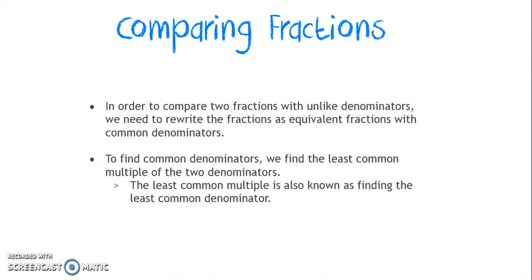So in order to compare two fractions with unlike denominators, we need to rewrite the fractions as equivalent fractions with common denominators. To find common denominators, we find the least common multiple of the two denominators. The least common multiple is also known as finding the least common denominator.